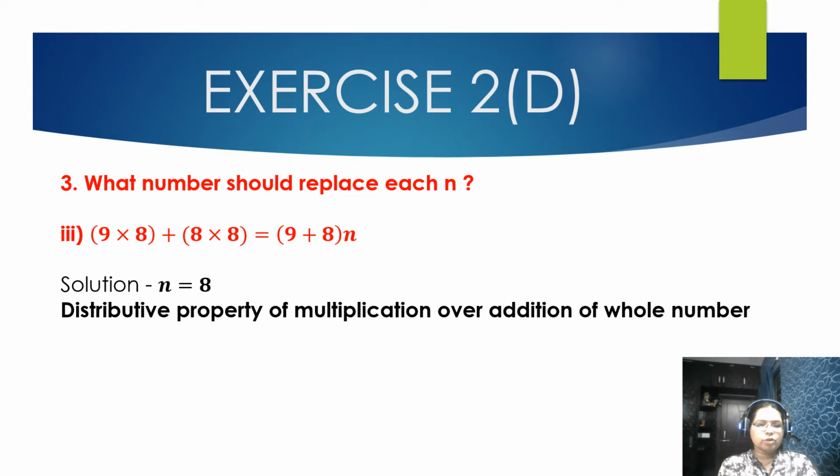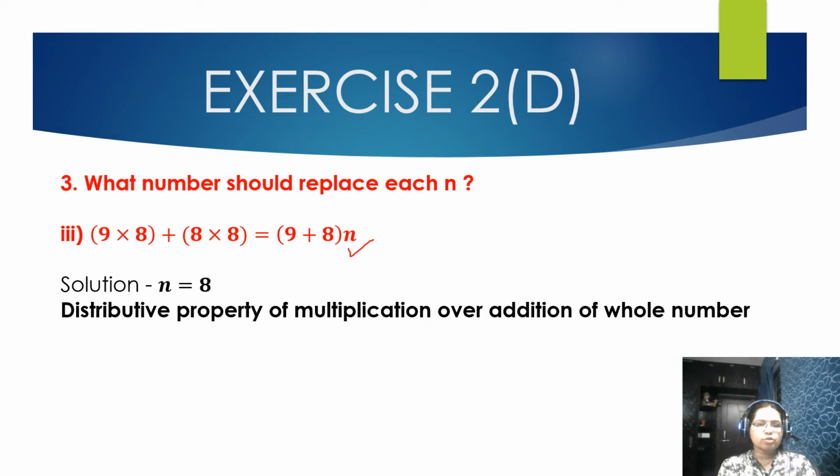Now we will solve question number third bit. Third bit is 9 multiplied by 8 inside the bracket plus 8 multiplied by 8 inside the bracket equal to (9 plus 8) multiplied by n. We have to find the value of n.